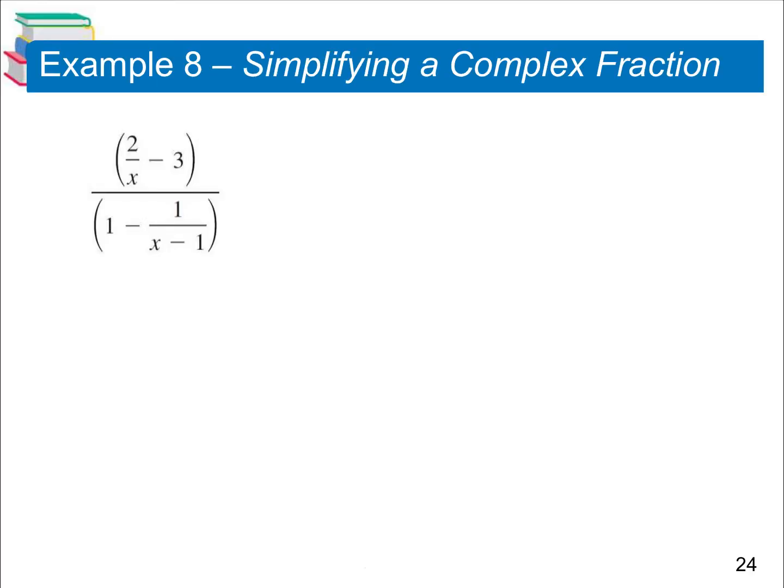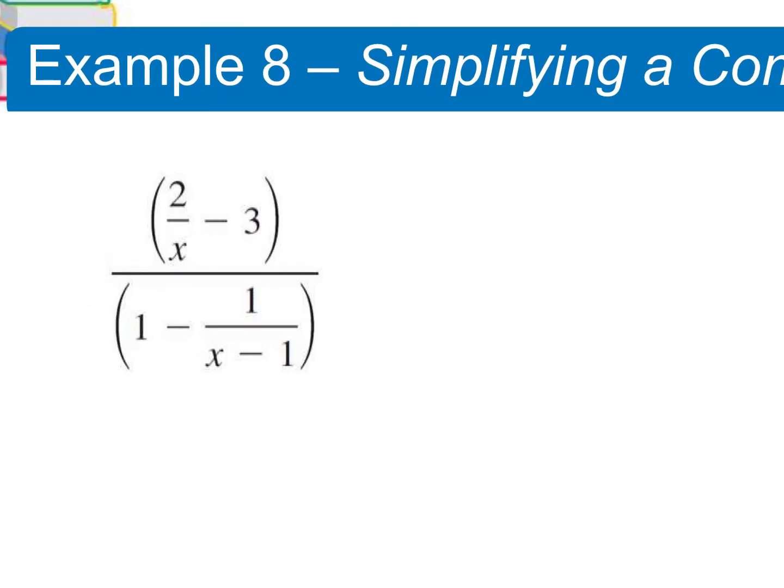For our last example, we have 2 over x minus 3 over 1 minus 1 over x minus 1. So this one's a little bit more complicated, but again, we are going to rewrite it as 2 over x minus 3 over 1 divided by 1 over 1 minus 1 over x minus 1.